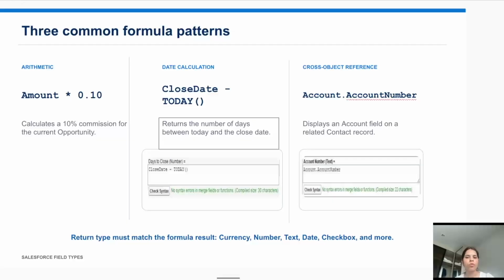One of the most important points is that the formula return type must match the result. For example, a currency calculation should return a currency value, a text result should return a text value, and a boolean type true or false condition can return a checkbox. So the formula we have created should match the result.